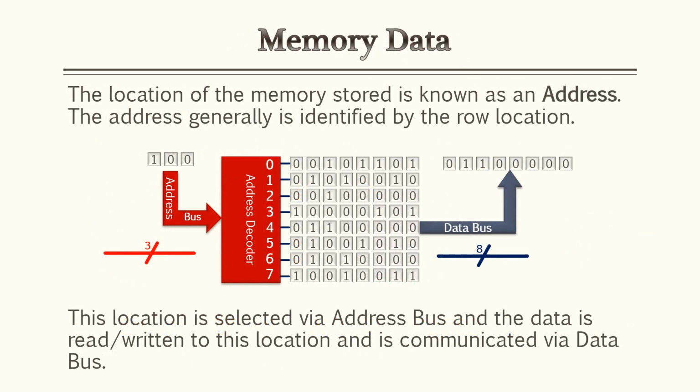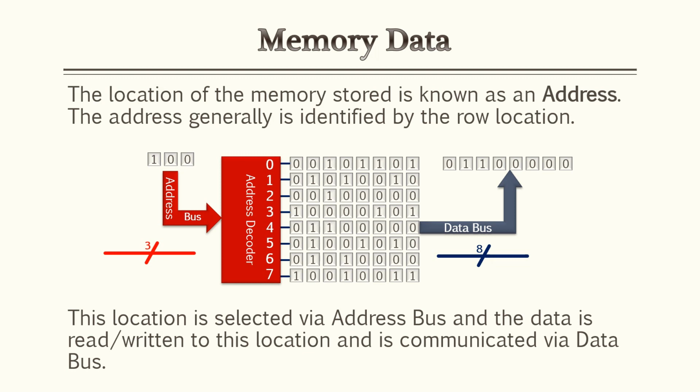Now in the previous slide, we talked about your address bus and your data bus. Well, what does that mean? The location of memory stored is known as your address. The address is generally identified by the row location, in other words, what we have in red. This location is selected via the address bus, and then the data that is read or written to this location is communicated via the data bus, which we have in blue.